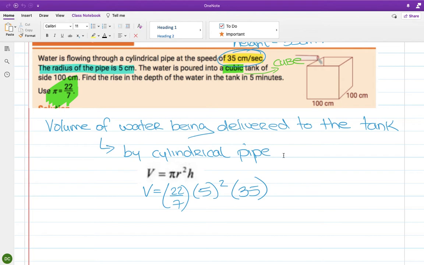Okay, so let's figure out what volume it's delivering. So 22/7 multiplied by 5 squared multiplied by 35. So it's 2750 centimeters cubed per second. Okay, so that's how much water is going through the pipe per second.